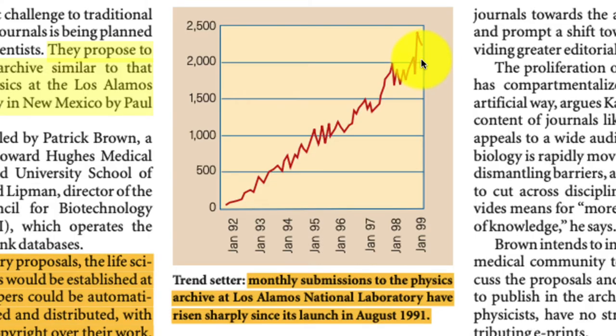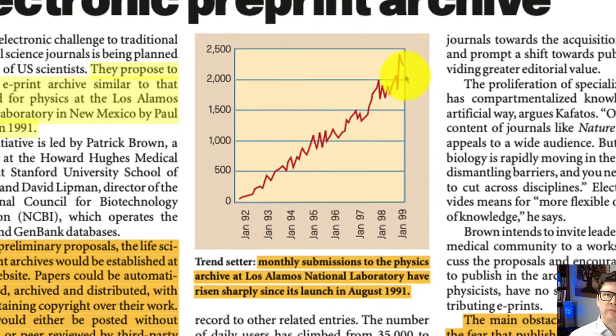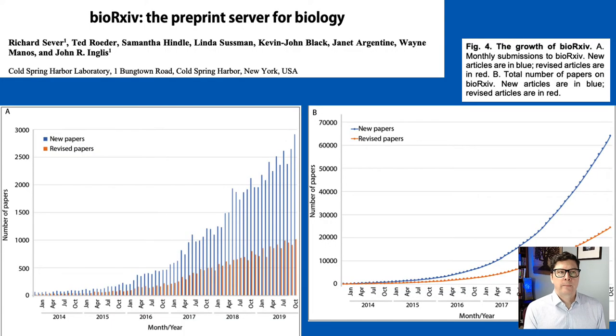So it was being rapidly accepted by the physics community. When we look at bioRxiv from the beginning of 2014 through October of 2019, you can see the number of papers that have been submitted to the archive each month, and that is basically increasing month by month. And a lot of those papers are being revised. On the right side of the slide, we see the cumulative number of papers. And by 2019, the cumulative number of papers was approaching 70,000.